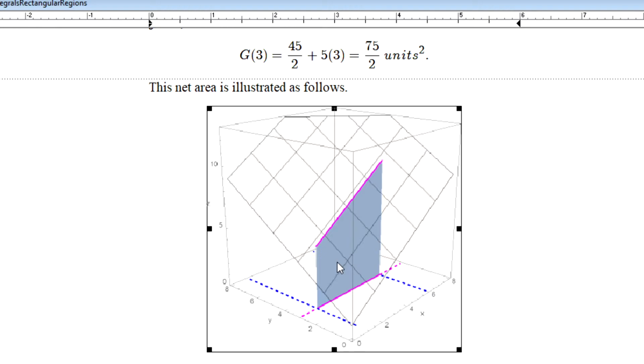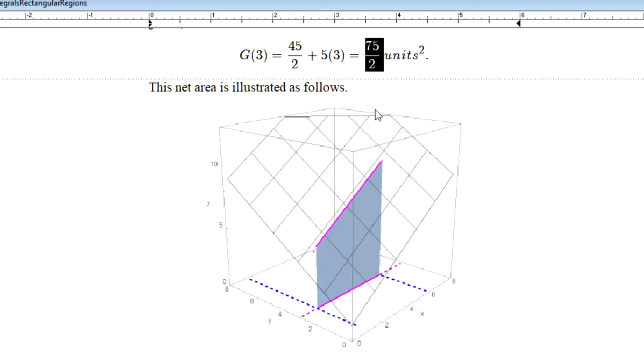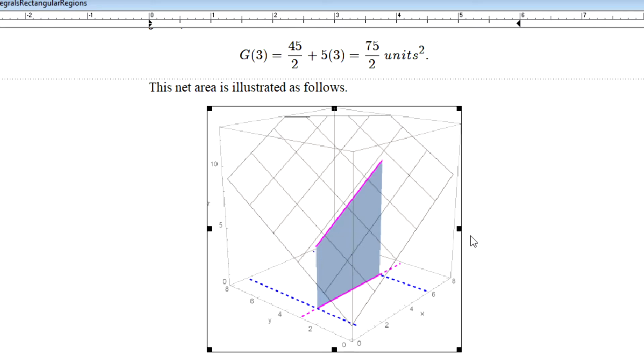I just realized my cursor wasn't showing up as I gave you that description, but we are looking at this area forming along this planar surface in three-dimensional space, the section of a plane that's trapped between this surface in 3 dimensions and this line down here in the xy plane in 2-dimensional space. That net area is 75 halves units squared.